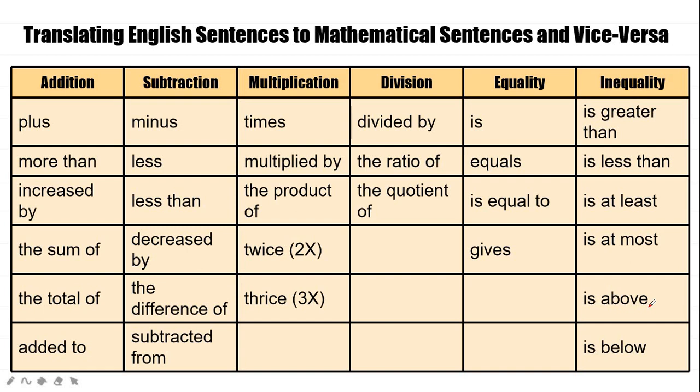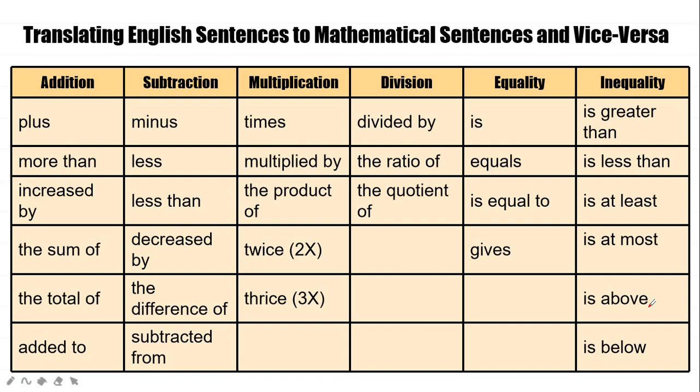Before that, let us consider these phrases or words that might be seen in a mathematical sentence. Of course, for addition, we have the words plus, more than, increased by, the sum of, the total of, added to. For subtraction, we have minus, less than, decreased by, the difference of, subtracted from. For multiplication, we have times, multiplied by, the product of, twice or thrice. And for division, we have divided by, the ratio of, the quotient of.